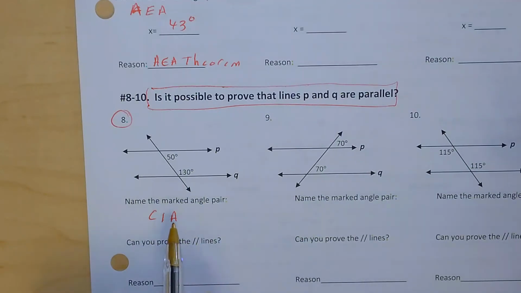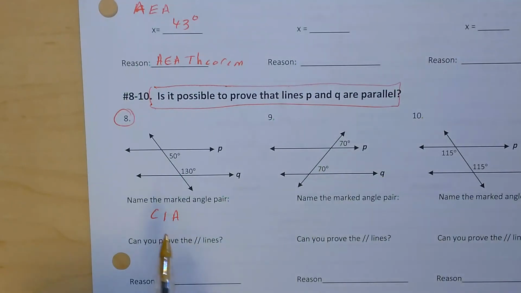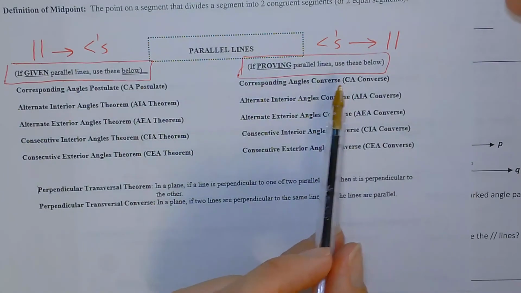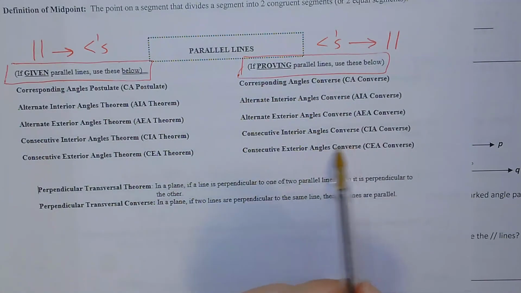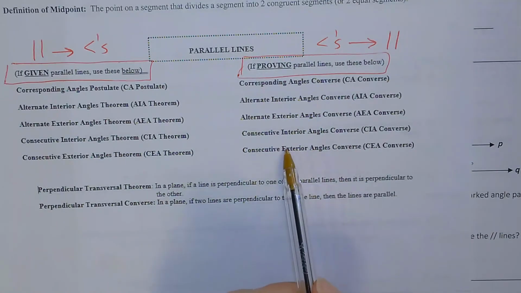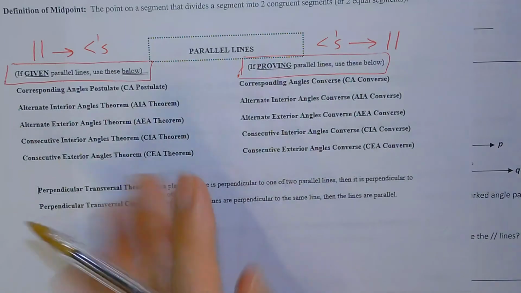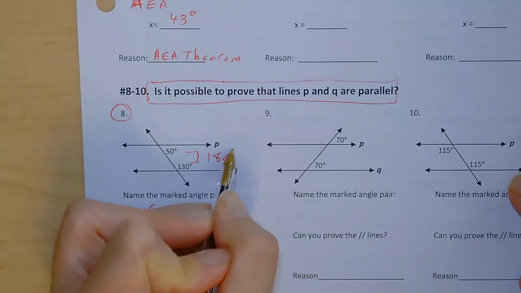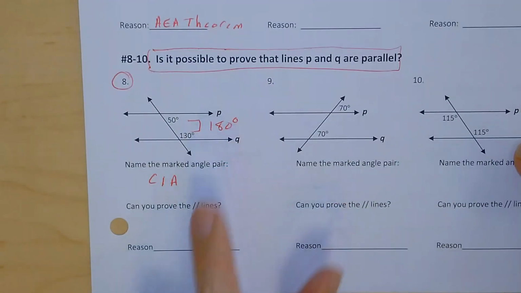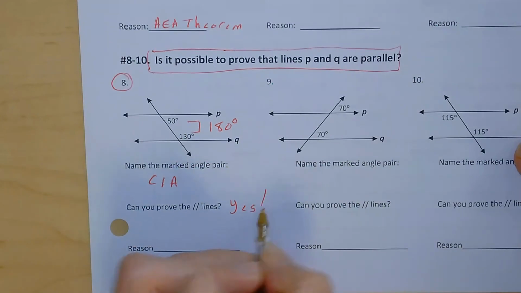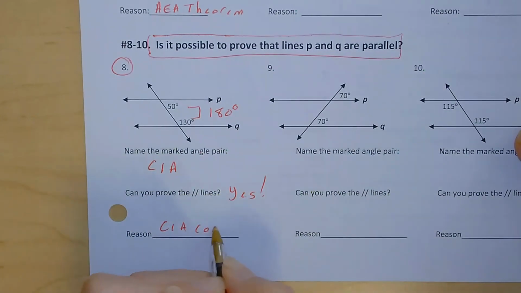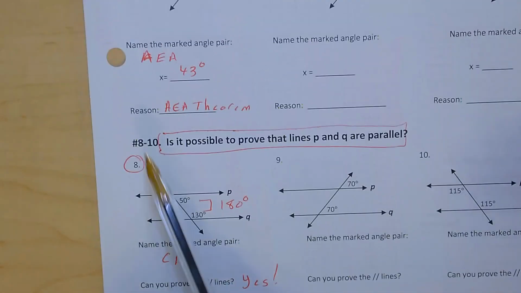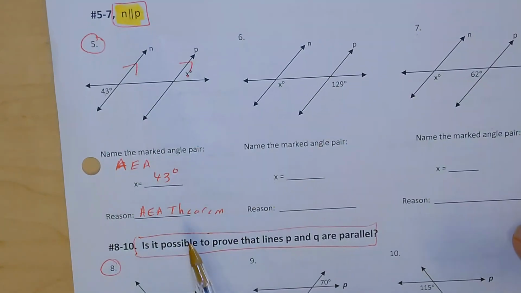Now, if my CIAs are something, then my lines might be parallel. So I'm going to go look at my cheat sheet over here. I'm trying to prove lines parallel. And so I'm going to look at my consecutive interior angles, and I'm going to be using the converse here, because the converse is going to make my lines parallel. So I probably need to go check and make sure they're supplementary, because they need to be supplementary. These do add to 180. So now I know if they add to 180, that is going to make my lines parallel, so that's yes, and this is the CIA converse. So notice if I'm proving lines parallel, I'm using a converse, and if I know my lines are parallel from the beginning, I'm using a theorem.